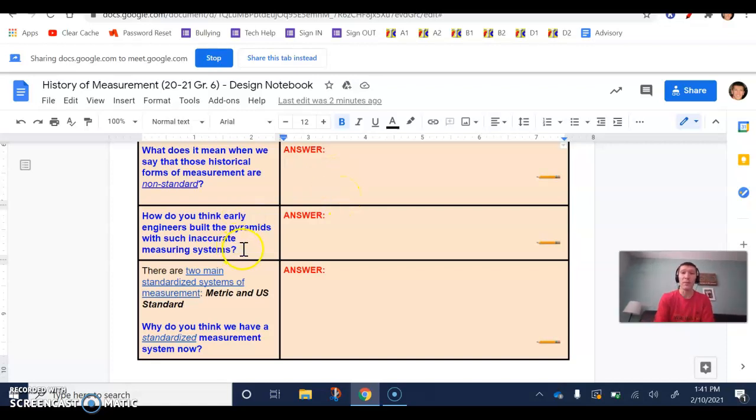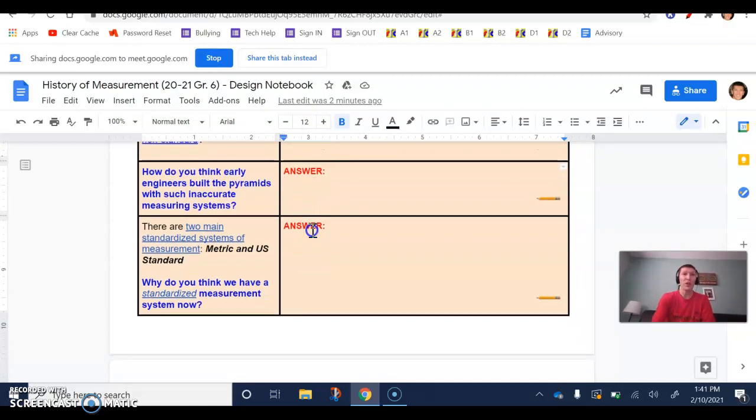So use your best educated guess and give reasons of how you think they built the pyramids when they didn't have a ruler or a tape measure. They built it with non-standard ways of doing that. So how do you think they did it?